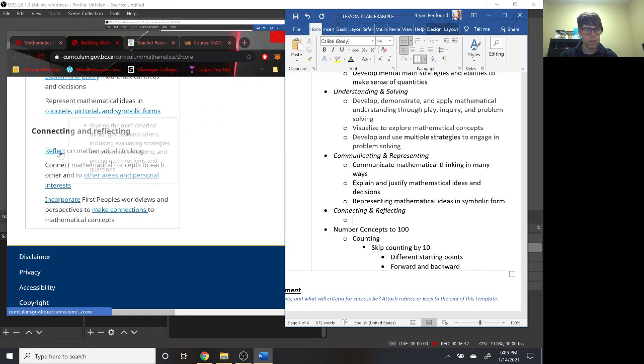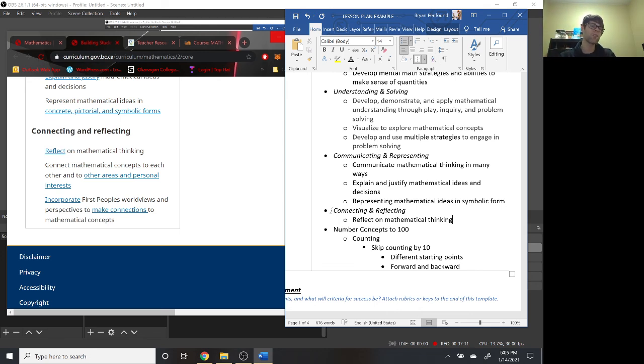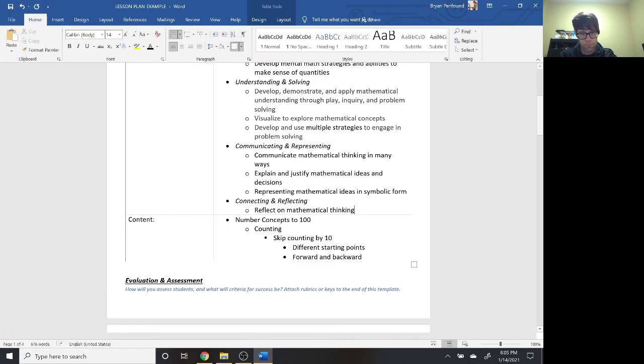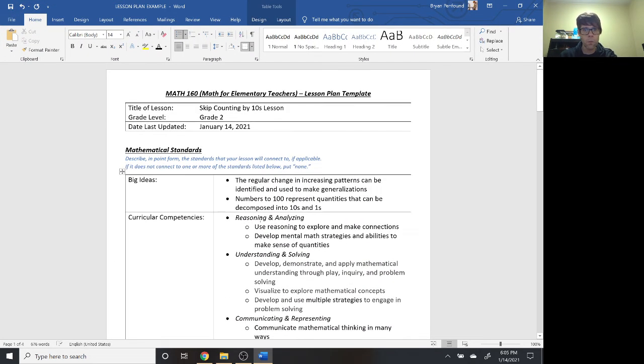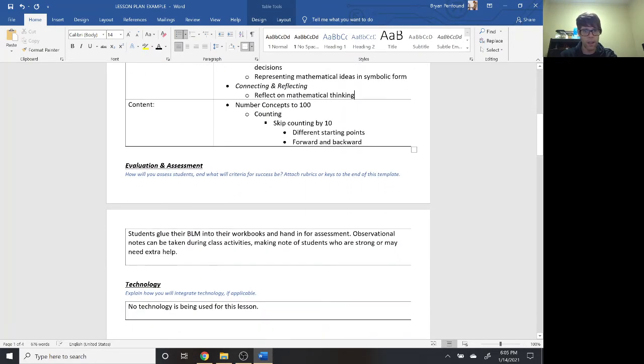When it comes to connecting and reflecting, I am having students reflecting on their mathematical ideas in that exit ticket. So that's a little bit of a reflection and a connection there. Connect mathematical concepts to each other. Not really. Incorporate First Peoples worldviews. We haven't really done that. So I don't think we have really any other points that we're doing here other than utilizing the exit ticket to have students maybe reflect a little bit on some of the patterns that they saw inside of this lesson.